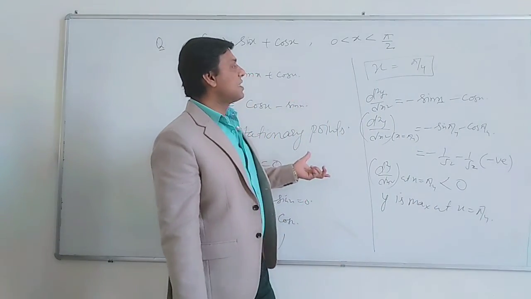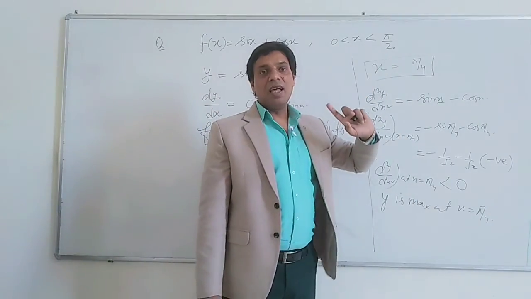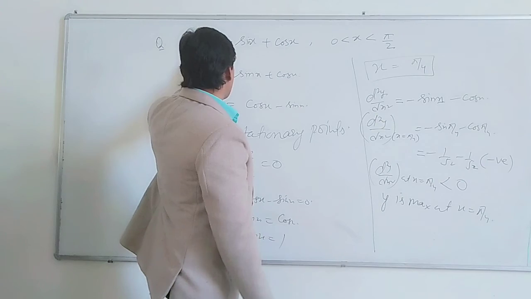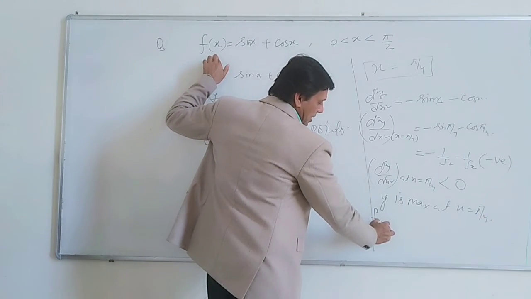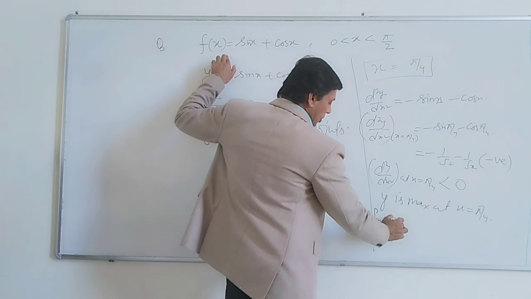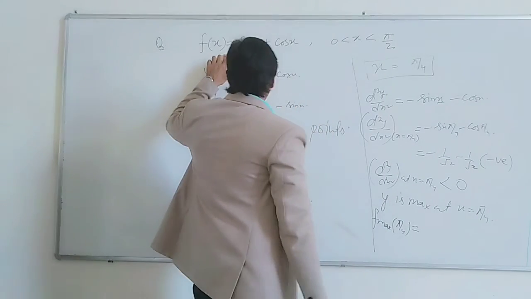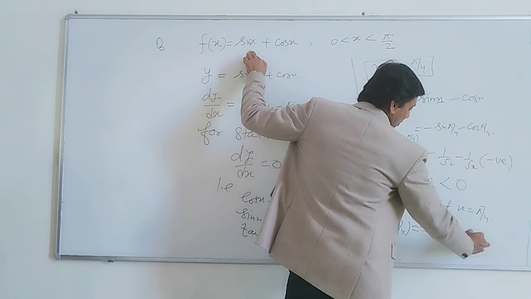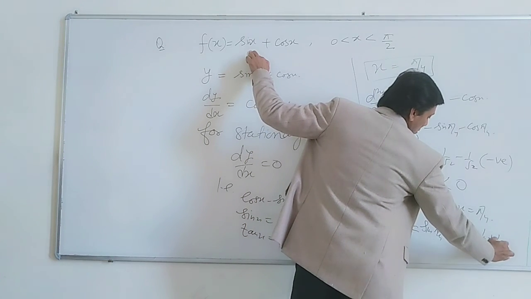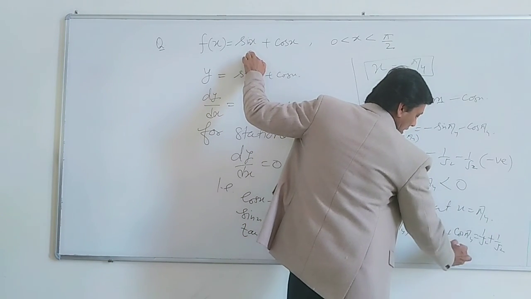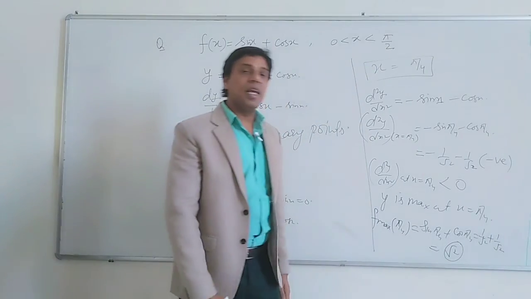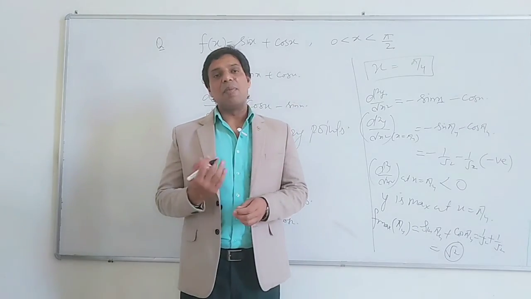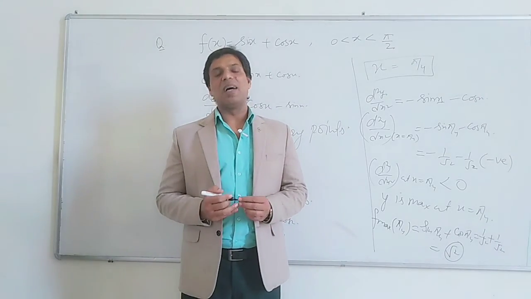So this function is having one stationary point in this interval, and at that stationary point the function has local maxima. And what is local maximum value? So I can find like this, f maximum. So I need to put pi by 4 in place of x, that is sin pi by 4 plus cos pi by 4, that is 1 upon under root 2 plus 1 upon under root 2, and after solving I will get under root 2. So this is the locally maximum value of the function. So in next video I will teach you about absolute maxima or minima. Thank you for watching.